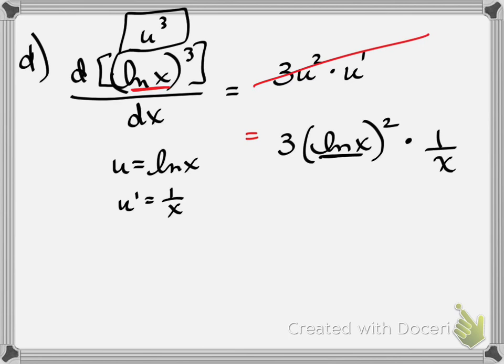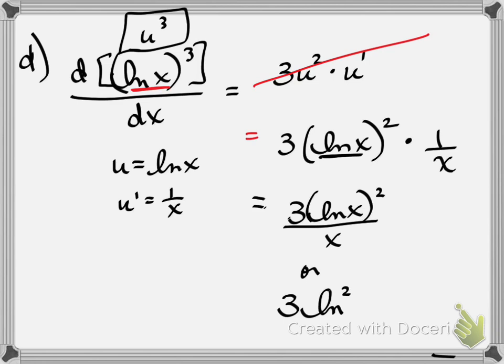So that is 3 ln of x squared over x, or we could write it as 3 ln squared of x over x. So it's important that we remember these two things are equivalent. Just like you can do it with the trig function, it also works with logarithms.